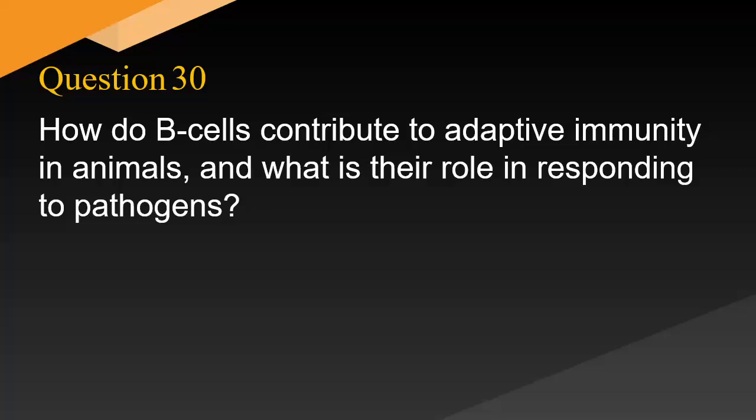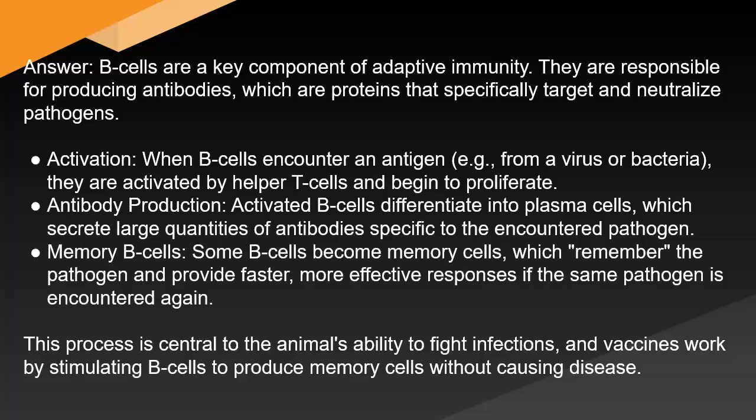How do B cells contribute to adaptive immunity in animals, and what is their role in responding to pathogens? Answer: B cells are a key component of adaptive immunity. They are responsible for producing antibodies, which are proteins that specifically target and neutralize pathogens. Activation: when B cells encounter an antigen, e.g., from a virus or bacteria, they are activated by helper T cells and begin to proliferate.